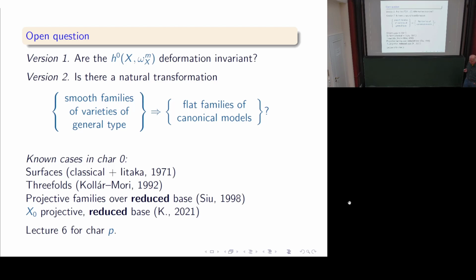Now, I like it in the stronger form: if I have a smooth family of varieties over a base, can I obtain out of it a family of their canonical models, a flat family of canonical models? And interestingly, this is not even known in characteristic zero.